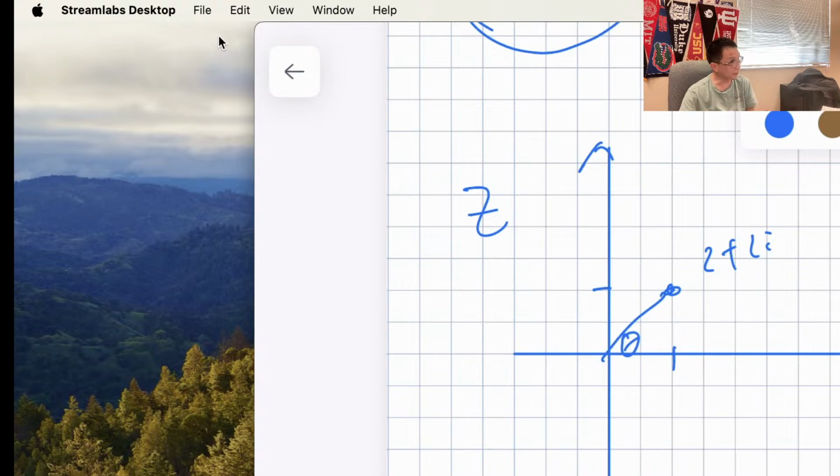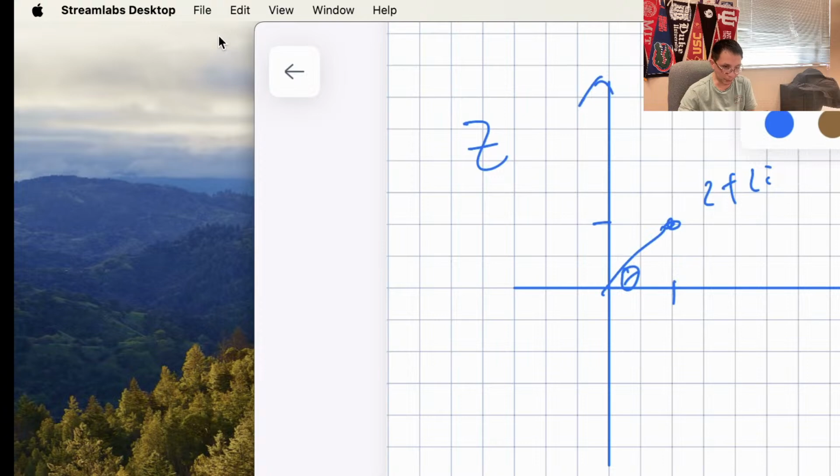So what's 2 to the 5? 32, right? What's square root 2 to the 4? 4, right? 4 root 2. Is that okay? And this is going to be cosine of 5 pi over 4 plus i sine of 5 pi over 4. Is it okay? What's 32 times 4? 128 square root 2, right?